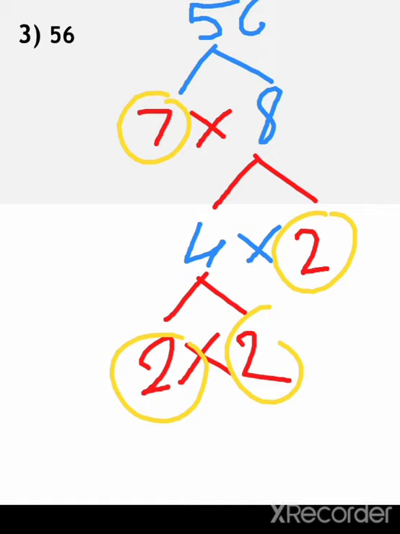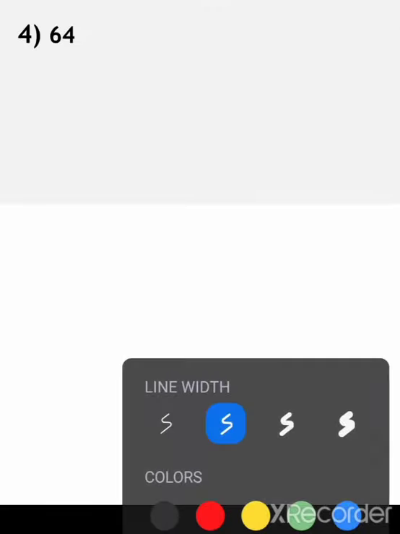I think it's clear, students. Any one method you can choose. It is not compulsion that you have to do it this way only. Next example, 64. So let's find out the factors of 64.